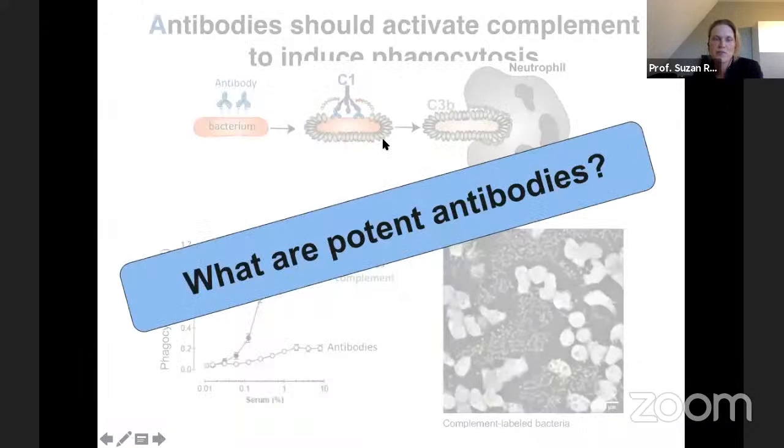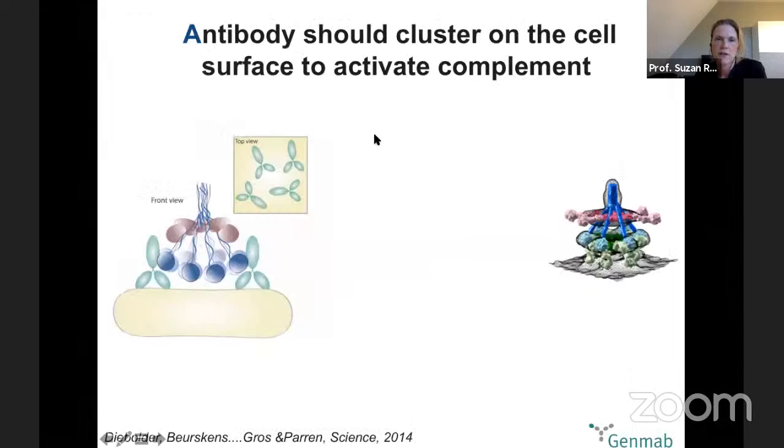I hope you're now convinced that it is important for antibodies to activate the complement system. But the thing that we really don't understand yet is what makes antibodies potent, because you can have antibodies against different parts of the bacterial cell. The key question really is what is an antibody that can potently drive this complement cascade and the killing of bacteria.